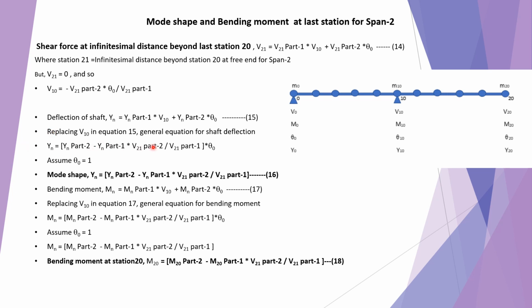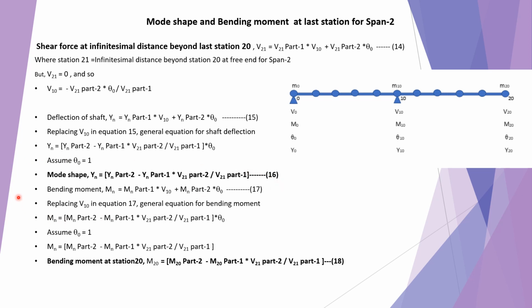So replacing V10 in equation number 15, the general expression for shaft deflection for span 2: Yn is equal to Yn part 2 minus Yn part 1 into V21 part 2 upon V21 part 1, bracket close, theta 0. Assume theta 0 is 1. Mode shape Yn is equal to Yn part 2 minus Yn part 1 into V21 part 2 upon V21 part 1. This is equation number 16.